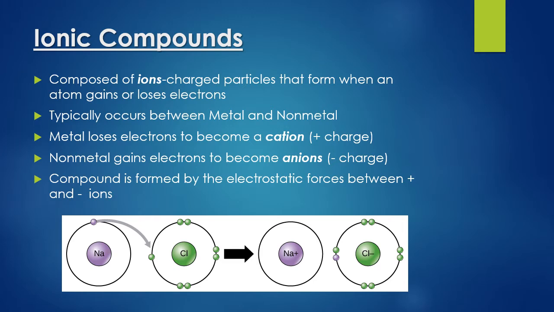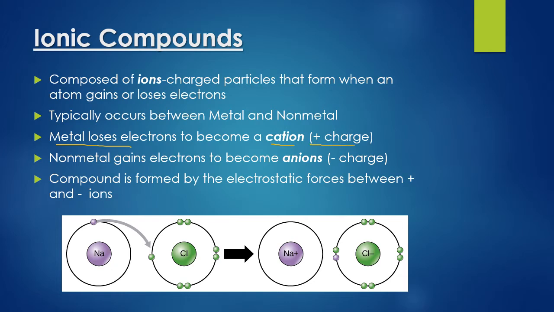So let's first focus on ionic compounds, and we'll come back to covalent in a moment. For ionic compounds, we said they're composed of ions, which are charged particles that form when an atom gains or loses an electron. Typically, this occurs between a metal and a nonmetal. If you'll remember from chapter 2, metals like to lose electrons, and so they form a cation, a positively charged ion.